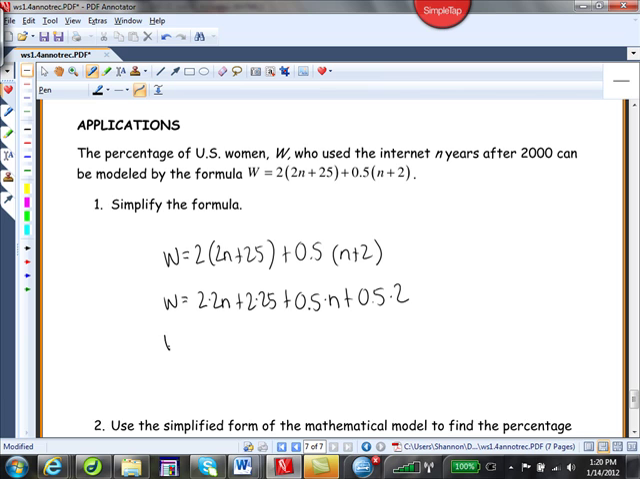So then W will be 4n plus 50 plus 5/10 times n, and then plus, when I multiply the 0.5 and the 2, I will get 1. Next step, we will have W equals, we will have 4.5 of the n's, and then we'll have plus 51. So we now have the simplified version of this formula.